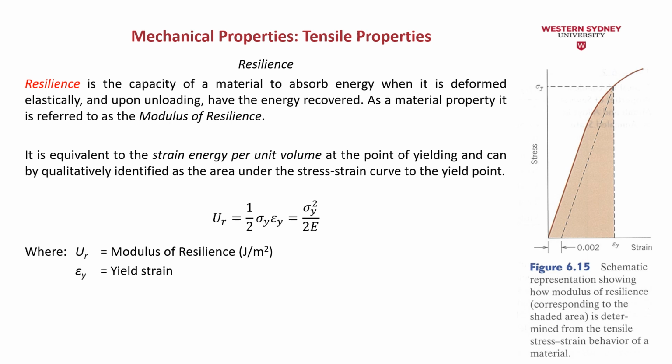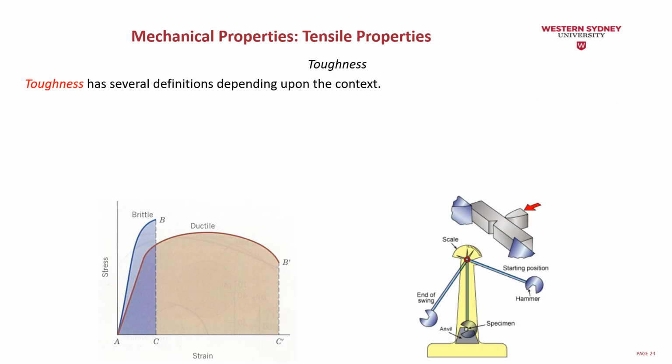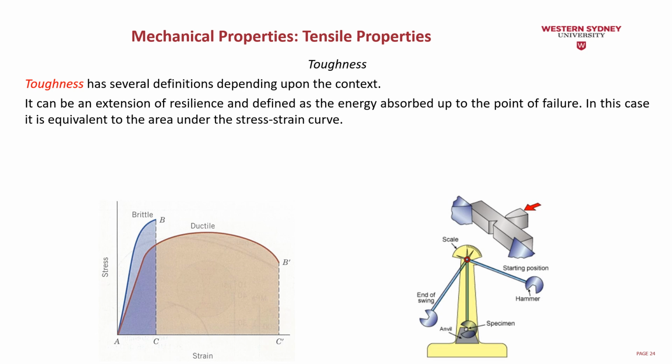Now, toughness is another mechanical property of the material, and toughness has several definitions depending upon the context. I think you have heard that this is a tough material or this is a soft material. It can be simply an extension of resilience, defined as the energy absorbed up to the point of failure. In this case, it is equivalent to the area under the stress-strain curve in general. So just remember that this was for the resilience and this was for the total toughness.